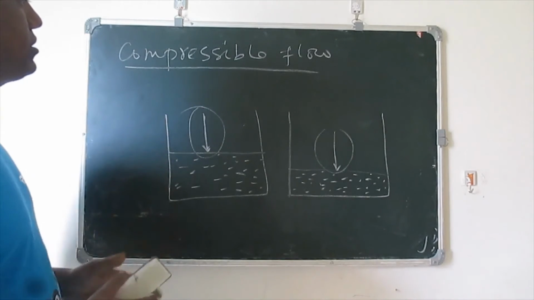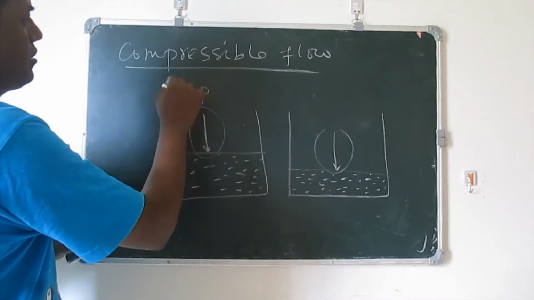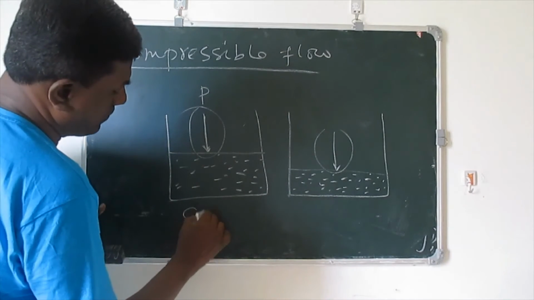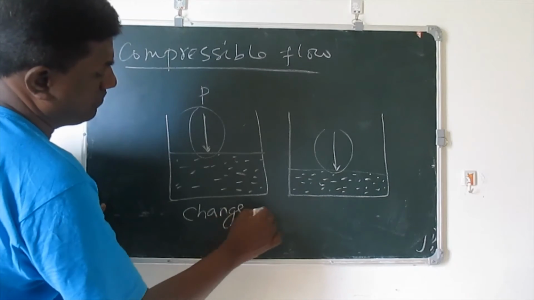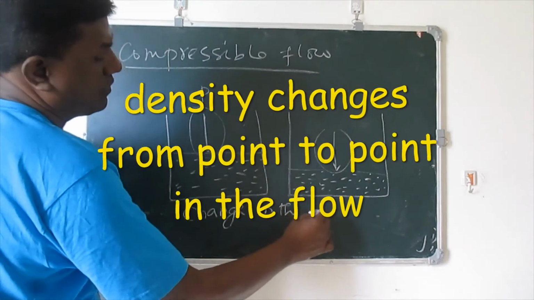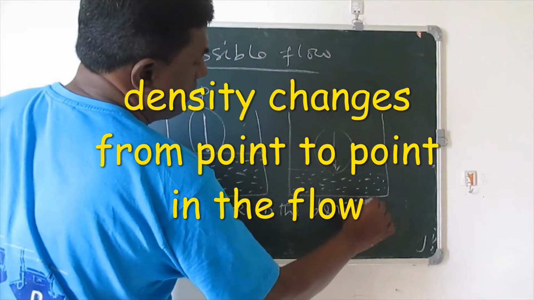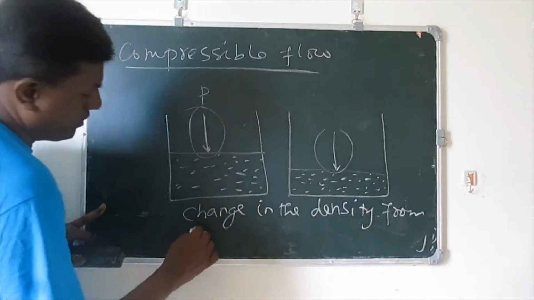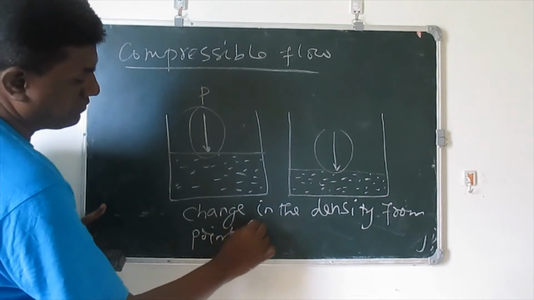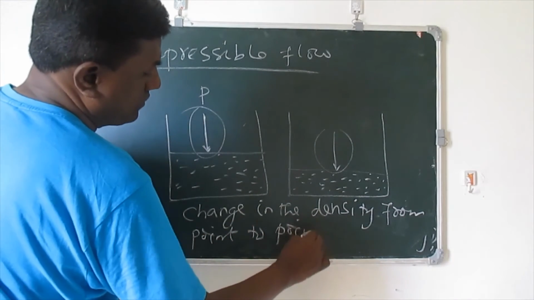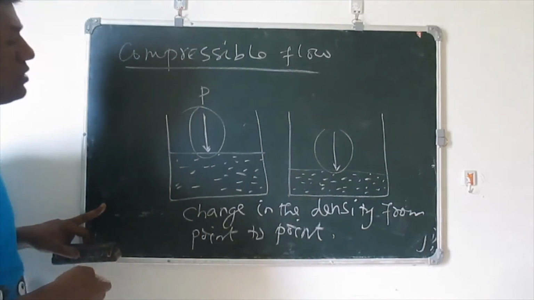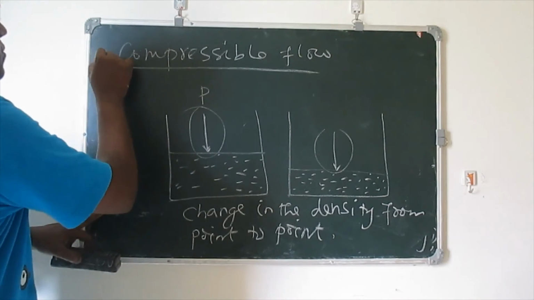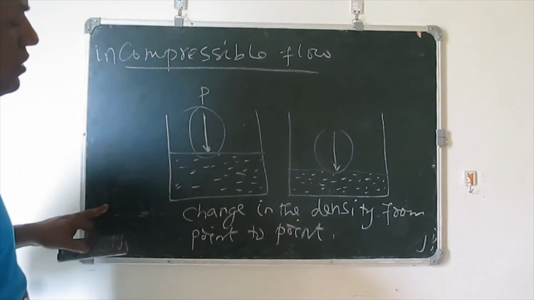So whenever it happens, that type of flow we call it as compressible flow. So this is nothing but compressible flow, when there is a change in the density from point to point, that is also important, from point to point. So this is what we call compressible flow. Incompressible flow is just opposite.